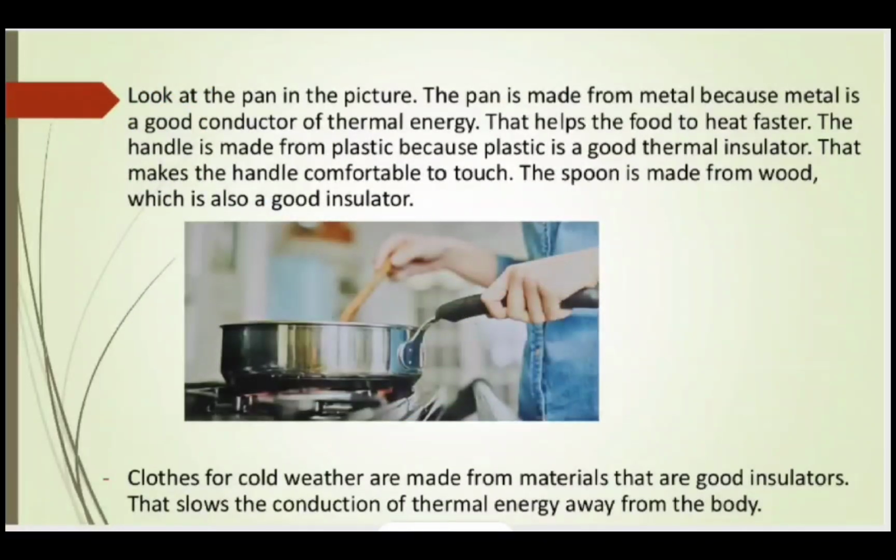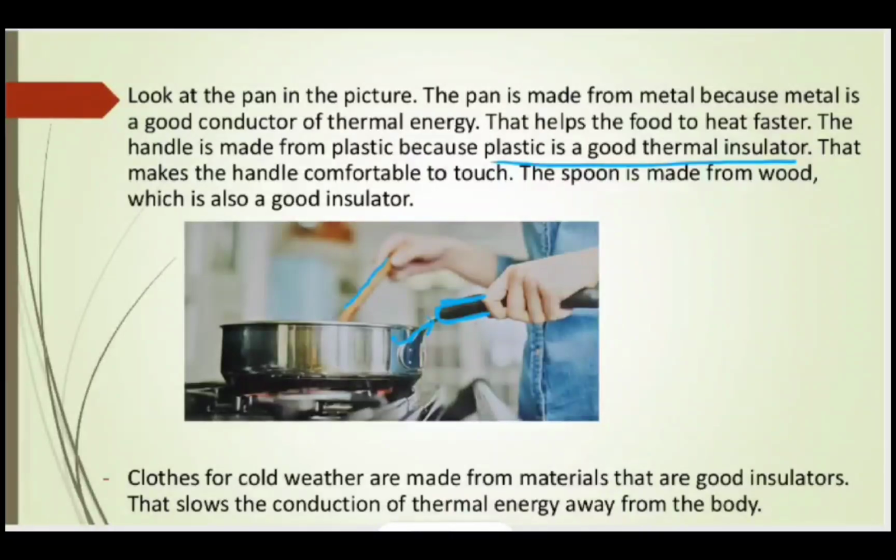Look at the pan in the picture. The pan is made from metal because metal is a good conductor of thermal energy, which helps the food heat faster. The handle is made from plastic because plastic is a good thermal insulator. Why is this handle made of plastic, children? Do you want your hand to get scorched or burnt? No, right? You don't want this high heat getting transferred to the plastic and then your hand getting burnt. Plastic does not transfer heat easily. Hence, these handles are made of good thermal insulators such as plastic or wood, which makes the handle comfortable to touch.